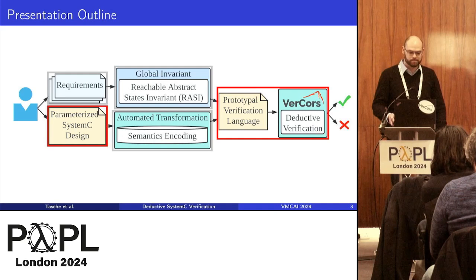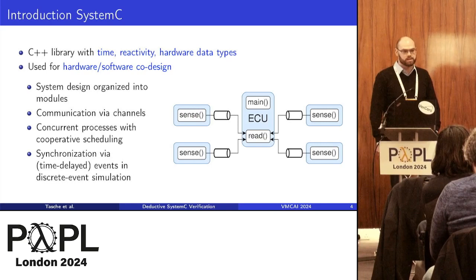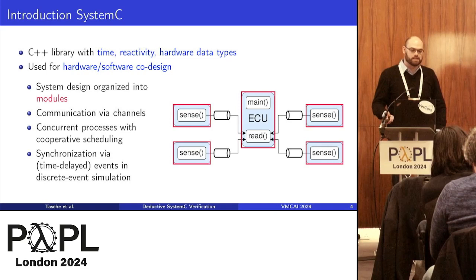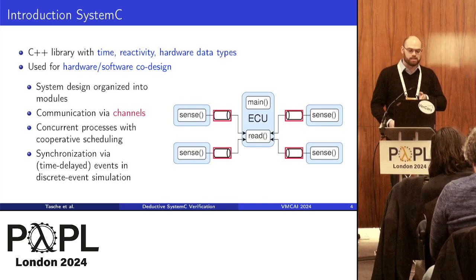Starting with the fundamentals, SystemC is a C++ library that extends it with constructs for time and event reactivity and some hardware data types. It's often used in hardware-software co-design, and the idea is that a design is organized into modules, which could represent either hardware or software components, or something where it has not yet been decided whether it should be in hardware or software, which can then communicate with each other through defined channels and define concurrent processes to encode the behavior of the system.